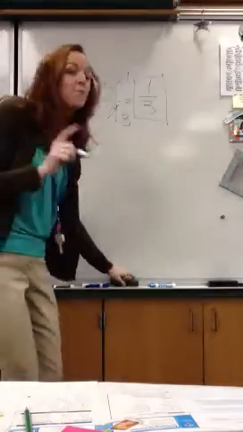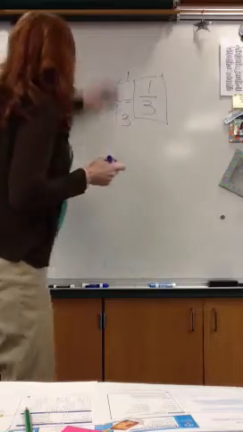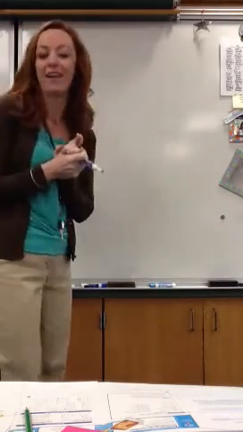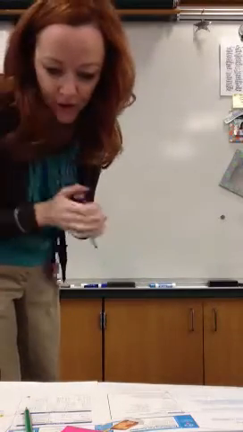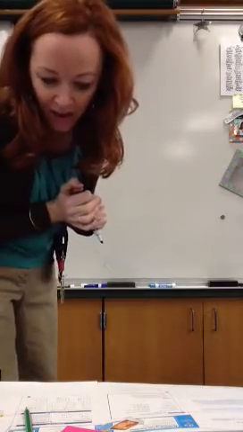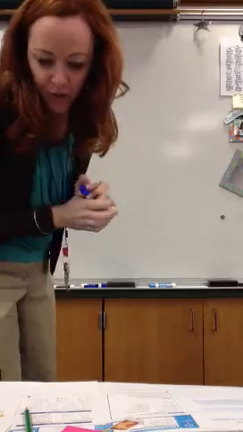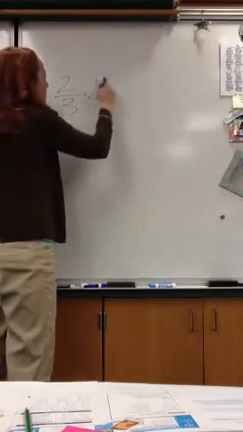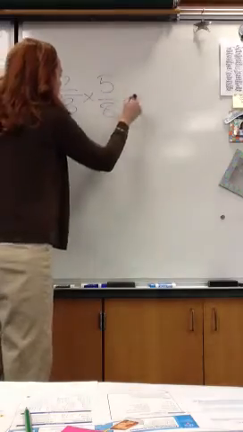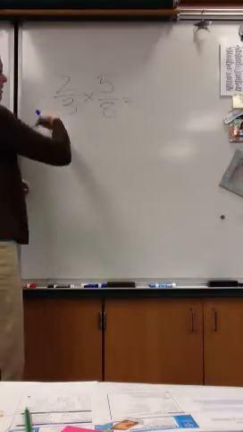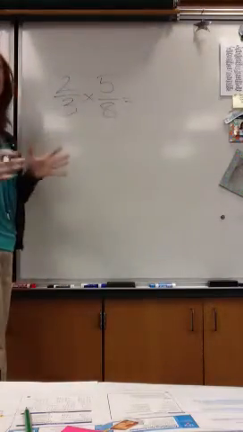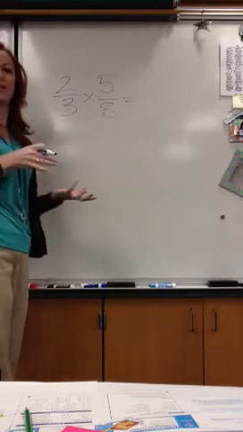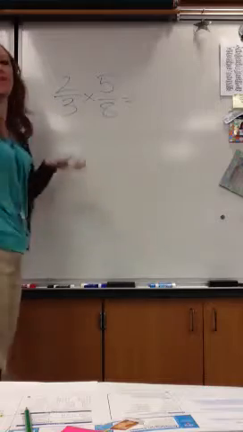Let me show you one more where we reduce first and then we do our multiplying across the numerator and denominator. Okay, let's go with 2/3 and 5/8. So 2/3 times 5/8. Okay, I look here at this x, 3 and 5. I can't reduce 3 and 5. There's not a number that will go into 3 and into 5. So they stay the same.